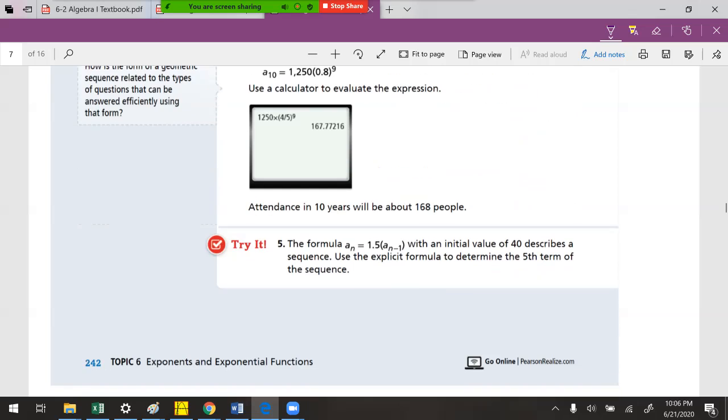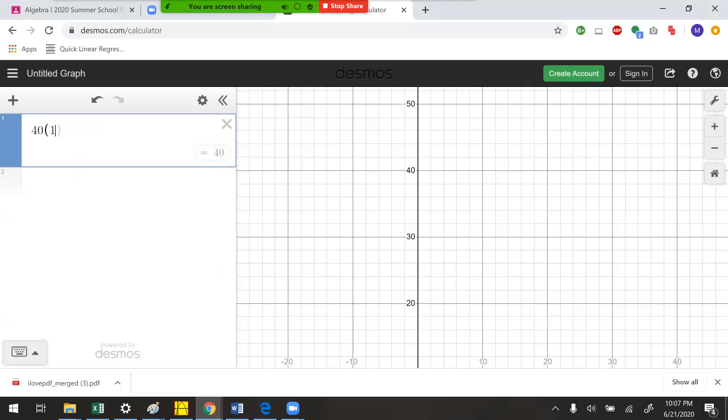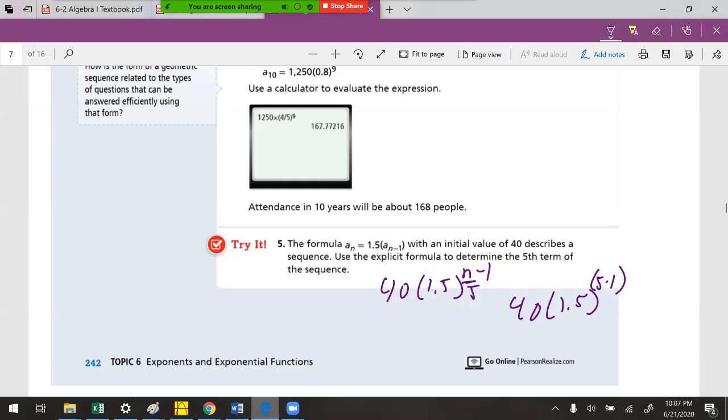So this formula right here, starting off with 40, describes a sequence. Use the explicit formula to determine the 5th number. Let's write the equation: 40 times 1.5 to the n minus 1. We're going to change n to 5, plug it in, we got it, okay? So in this case, 40 times 1.5 to the 5 minus 1. Let's put parentheses around this to close that just in case. 40 parentheses 1.5, power of 5 minus 1. Voila, 202.5.